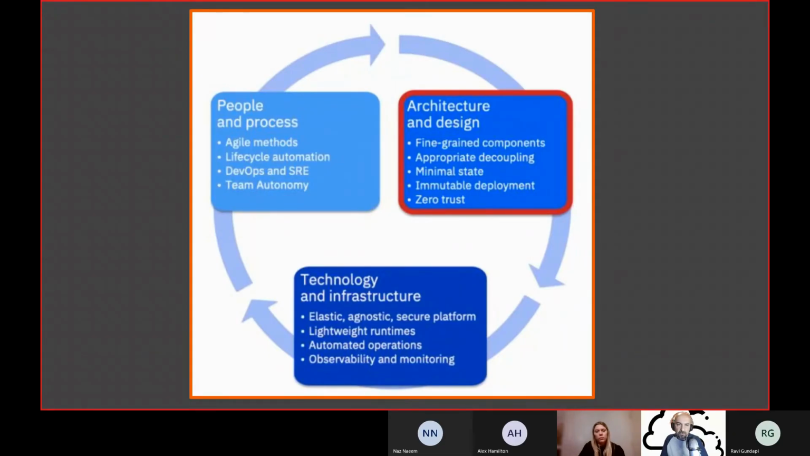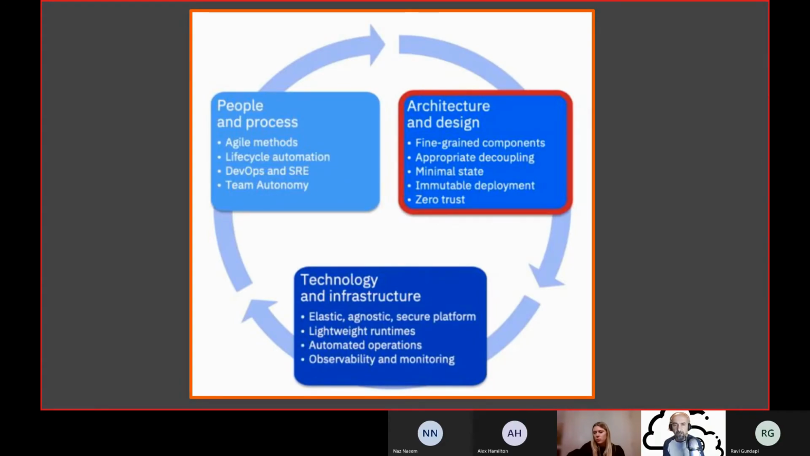So what does that mean in terms of change? Well, obviously people and process changes. You're moving to a more agile methodology. The roles change into DevOps and site reliability engineer, or SRE, roles, offering the teams more autonomy. That's the sort of thing you'd expect from a cloud native environment. The architecture and designs, we said, obviously change. That goes to the cloud operating model.